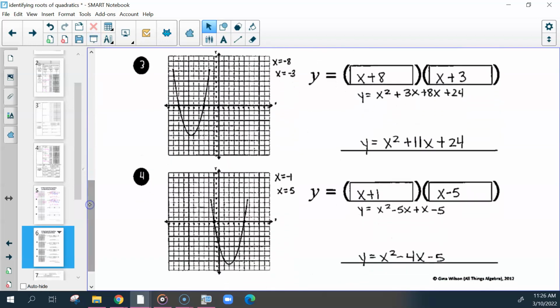The answers for 3 and 4: your factored form was x plus 8, x plus 3. And your final equation, y equals x squared plus 11x plus 24. For number 4, your factored form was x plus 1, x minus 5. And your final answer was y equals x squared minus 4x minus 5. What questions do we have on either of those?